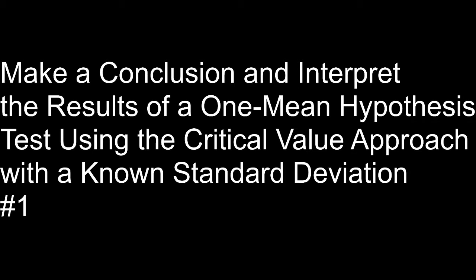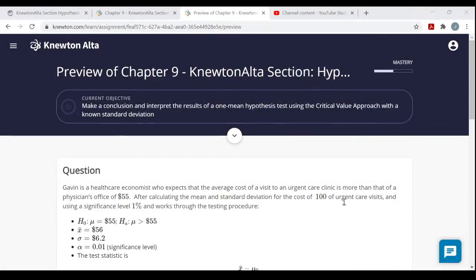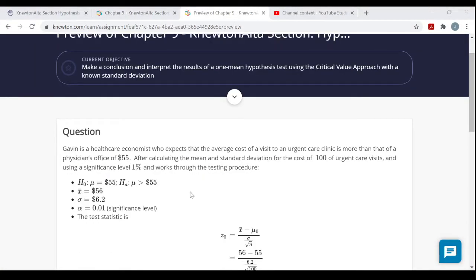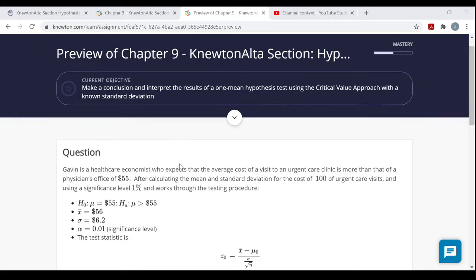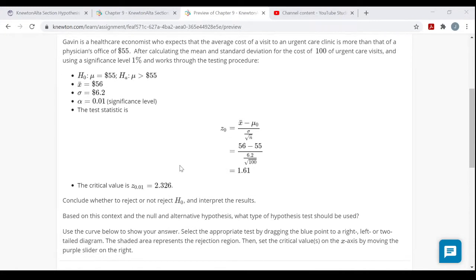And this is number 1, right? So this is the first video on this objective question in your Newton-Alta homework. So let's take a look. All right. So here again, this is just the step where you make a conclusion and interpret the results. So they kind of go through and do a lot of the steps for us.